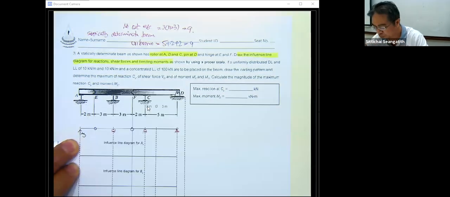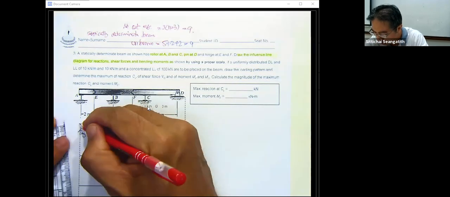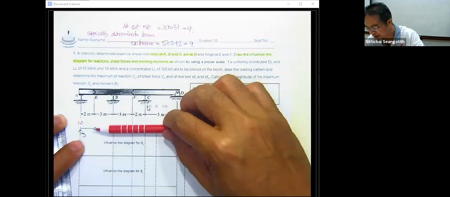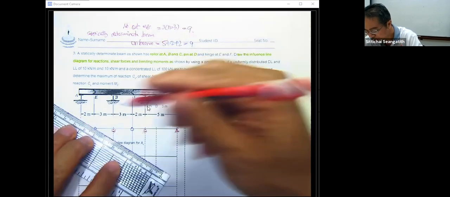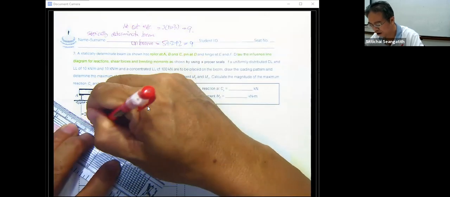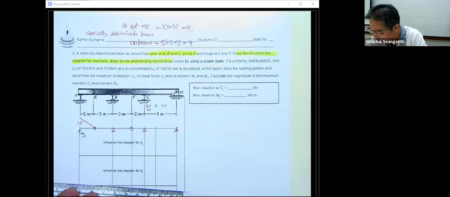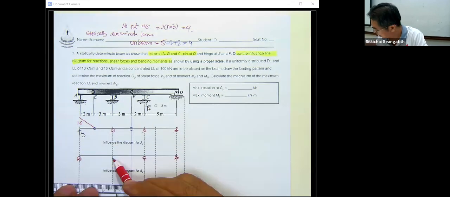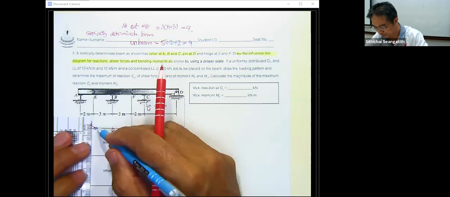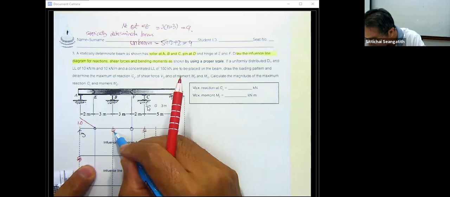We move this one for 1.0, and when we move this one for 1.0, you can see this portion of the beam cannot move. Only this one can move. So this is the influence line of A sub Y. And then next, the influence line of B sub Y. Sorry, release the resistance. Just take this support of B sub Y out.